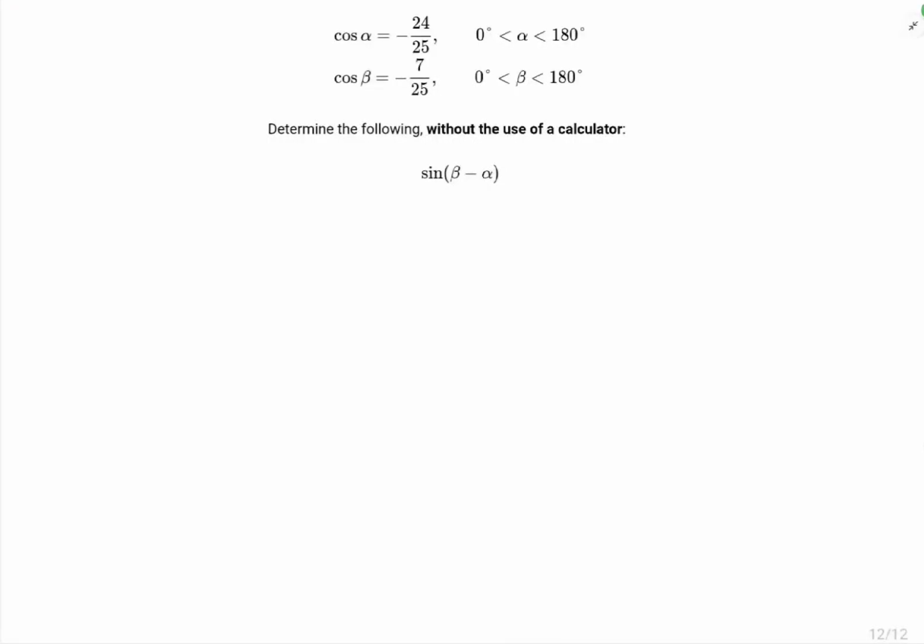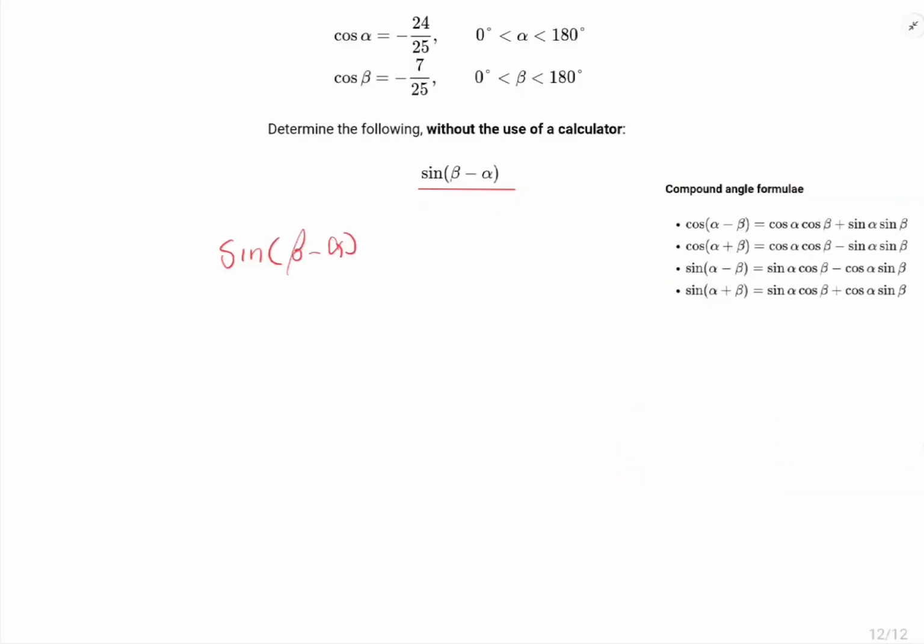Hi guys, so let us go and look at this example where they gave us two expressions of the trig ratio between certain angles, and then they say determine the following without the use of a calculator, this compound angle. So with this, they want this, right? So we know that with our compound formulas, we just have to see which formula this form is related to. We can see that it's related to this because it's sine A minus B.